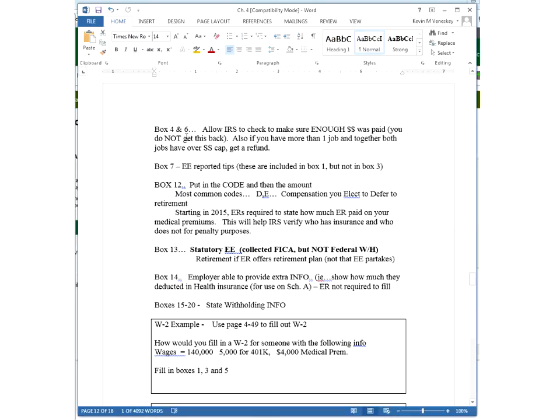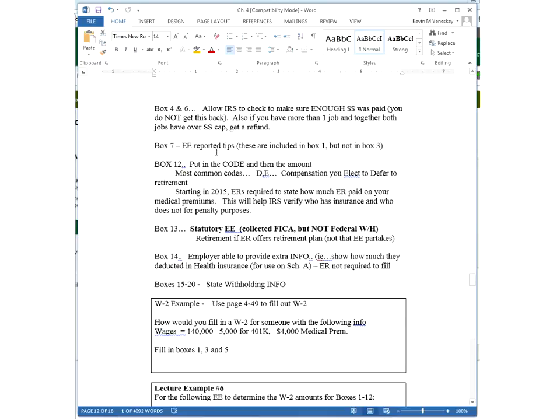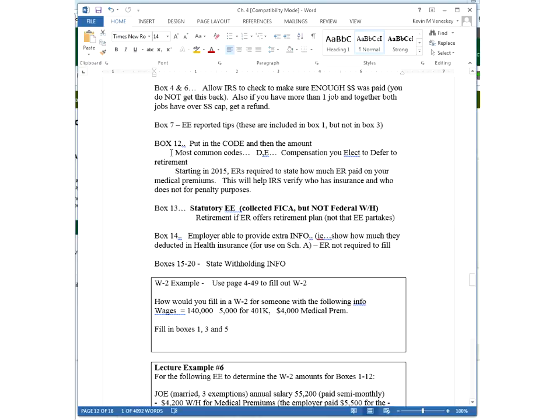Okay, boxes 4 and 6 are mainly informational, for the most part. The only reason this comes into play is if you are up near the Social Security cap, or you have more income for Medicare purposes, over $200,000, or $250,000 if you're married filing jointly, then you have to start paying an additional tax. So that's where this could come into play, but mainly it's just to make sure that you have the right amount taken out.